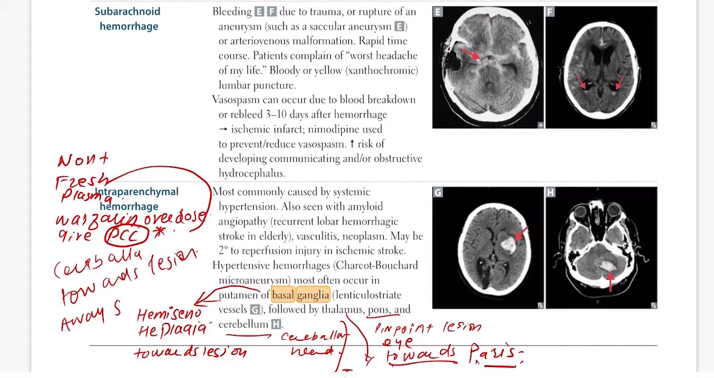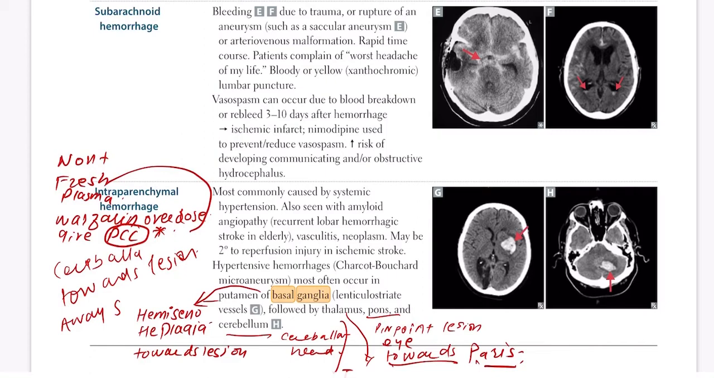So in this video, I'm just going to talk about intraparenchymal hemorrhage. In intraparenchymal hemorrhage, mostly the patient is going to have systemic hypertension. That is the most common reason that the patient is going to have a hemorrhagic stroke in the parenchyma. Hypertension is going to cause the main bleeding.